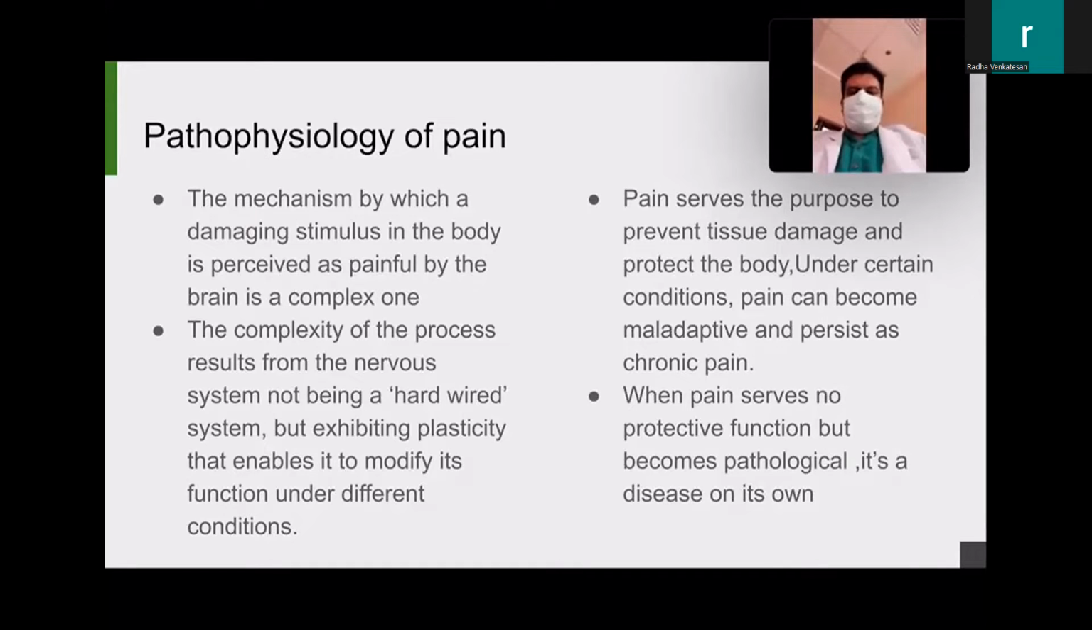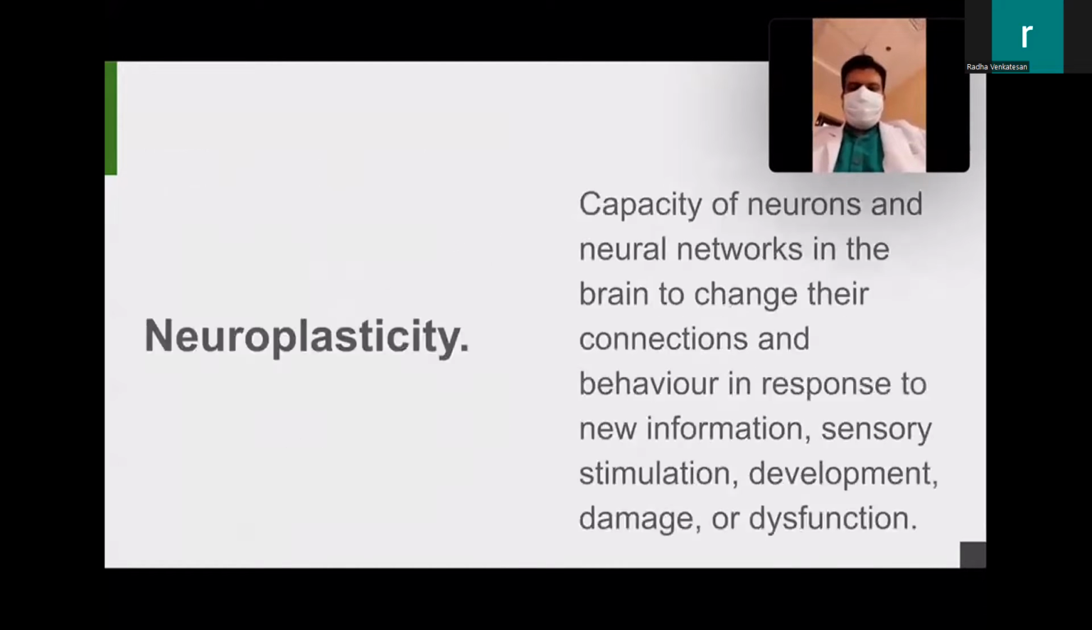Pain, generally, serves the purpose to prevent tissue damage, as we saw before. But under certain conditions, the pain can become maladaptive and persist as chronic pain. When this happens, when there is no protective function but it becomes a pathology, it is a disease on its own. This is the important take-home message, I would say. It has its own plus of conveying the message. But when neuroplasticity and varied responses come into play, that is when the disease element comes into play too.